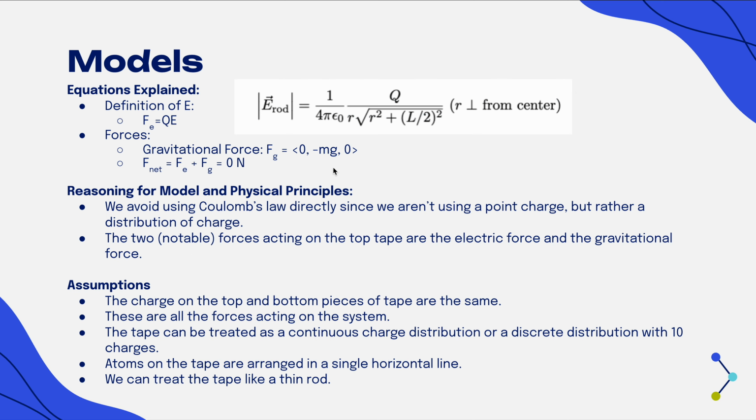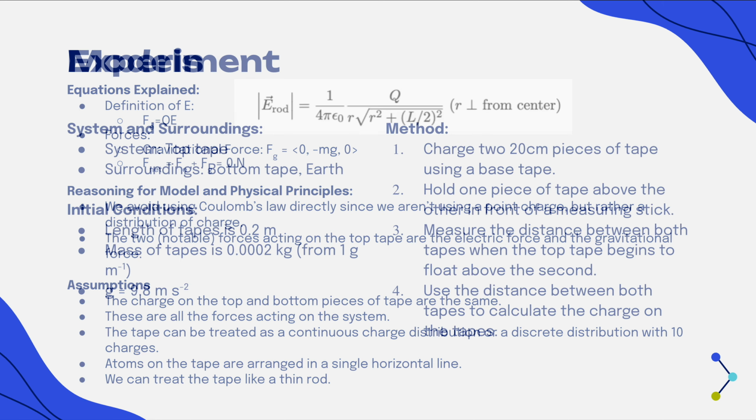So these are the equations that we're using, essentially just the definition of E, so Fe equals QE, and we set the net force equal to zero, and the only other force is the gravitational force. We're also using this, the E rod equals all of this, because we're treating the piece of tape as a thin rod of evenly distributed charge. And so we have a couple of assumptions, namely that the two tapes are identical and have a single homogeneous charge. They can be treated as a continuous charge distribution like a thin rod, or a discrete distribution with 10 charges for the computational model.